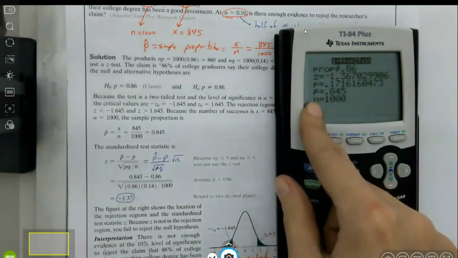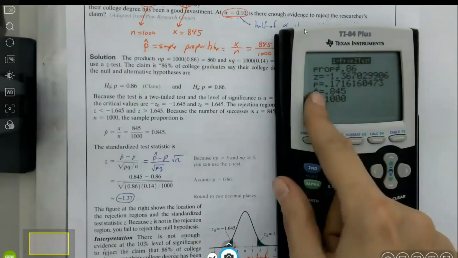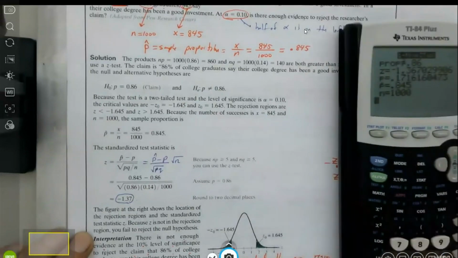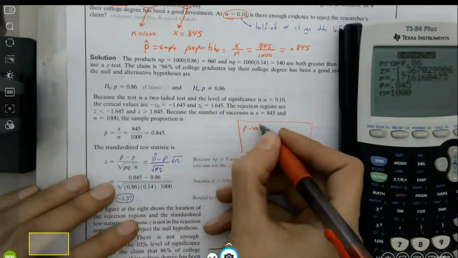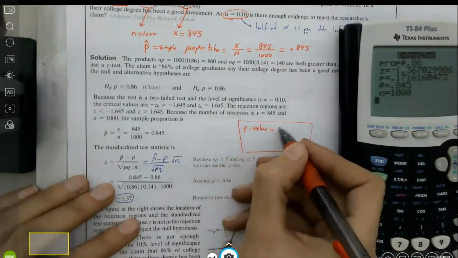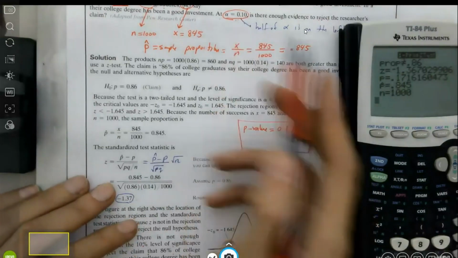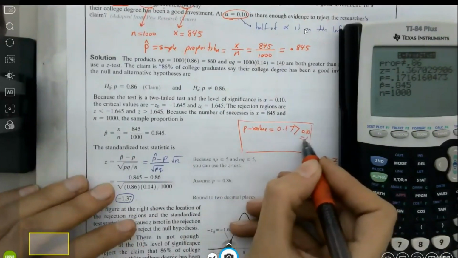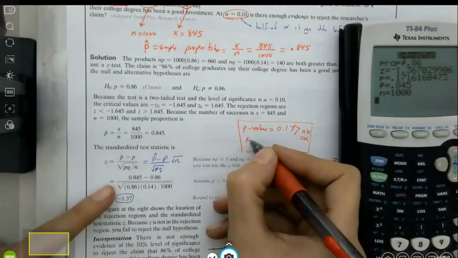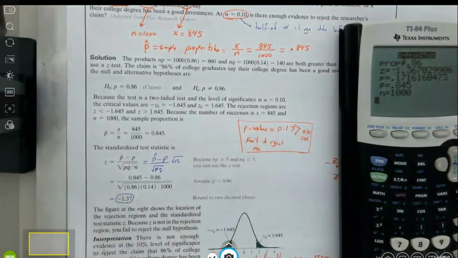So as you can see, your p-value is 17%. You can say that, hey, p-value is almost 17%, which is greater than alpha, or 10%. This is your alpha. What's the meaning of that? It means that we fail to reject the null hypothesis.